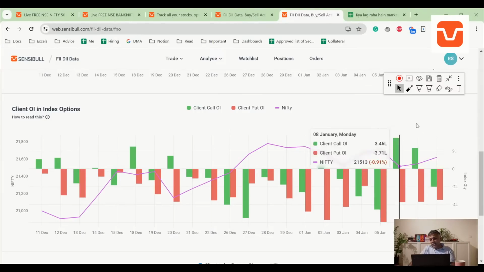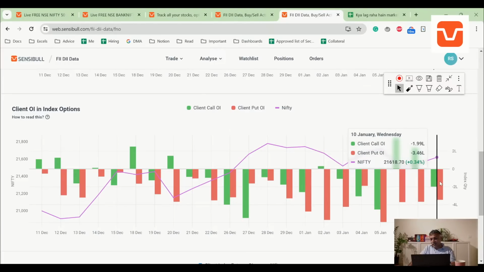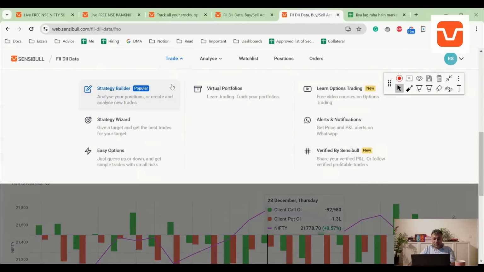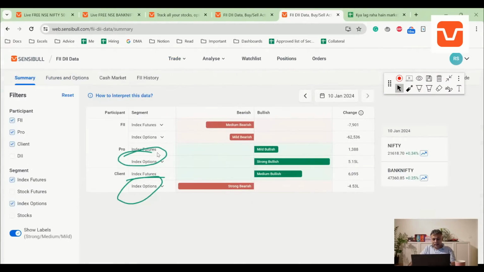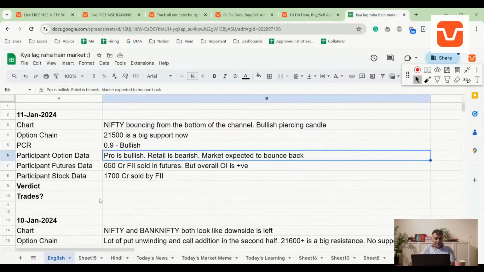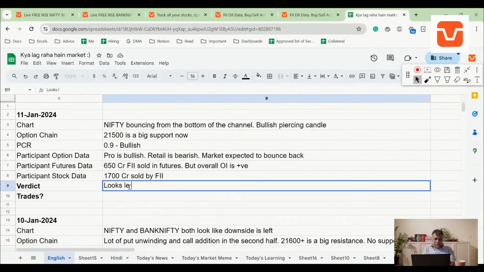But calls, whatever they were long till yesterday, right? We were about 2.5, because retail is us, right? 2.5 lakh calls long. Now it is 2 lakh calls short. So retail has suddenly reversed their call OI, right? And you can see this here. Retail has sold 4.5 lakh calls. That is slightly tricky. Looks like we have a bounce.